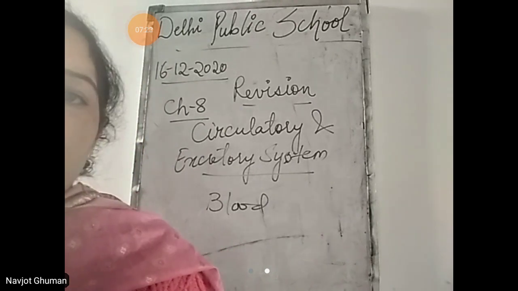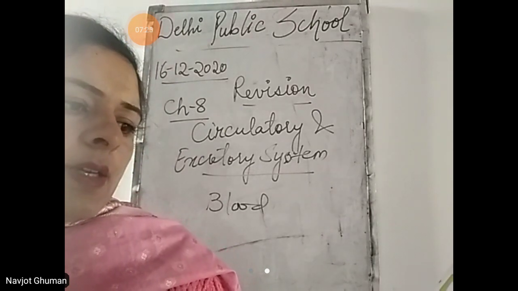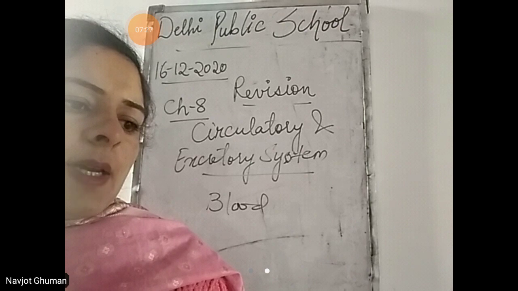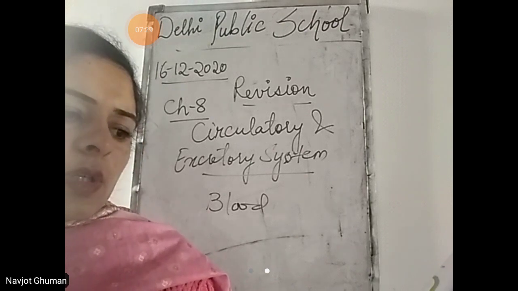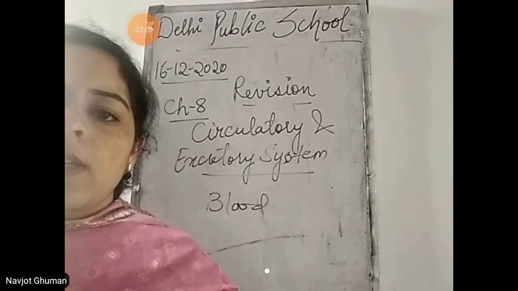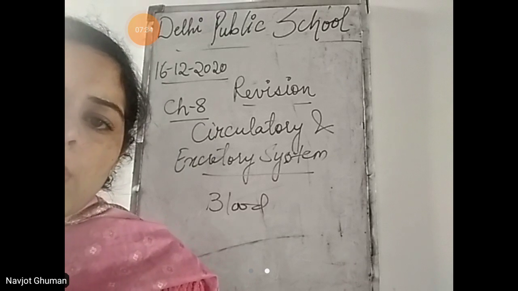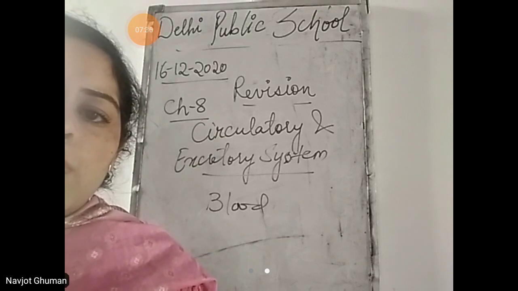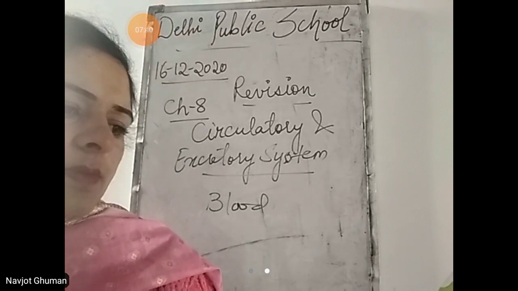Next come to choose the correct options. Which of these are transported by blood? Nutrients, water, oxygen and carbon dioxide. All are correct, as all these things are transported by the blood to all parts of the body.